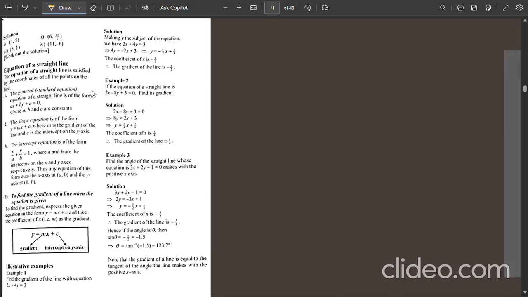Next thing we will look at is the equation of a straight line. The equation of a straight line right here. Right, so what is the equation of a line? A brief intro to the concept of equation is that every line has something that identifies it.